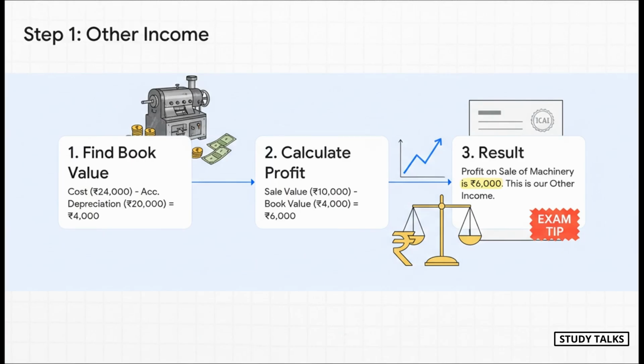The adjustment says the 10,000 rupees is cash from selling a piece of machinery. So let's do the math. The machine originally cost 24,000. We'd already depreciated it by 20,000. So its book value, or what it was worth on our books, was just 4,000. We sold it for 10,000. Simple math, 10,000 minus 4,000 means we made a profit of 6,000 rupees. And that 6,000? That's our first item, other income, a super critical adjustment to get right.